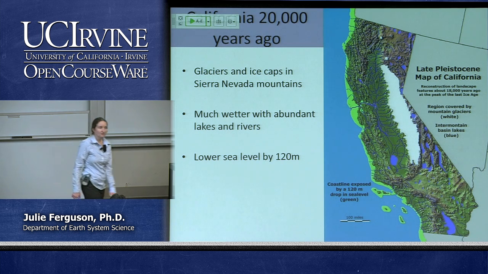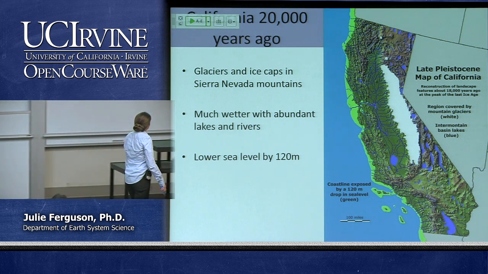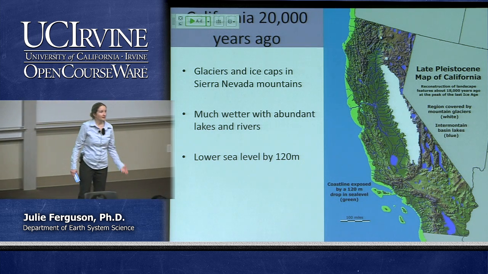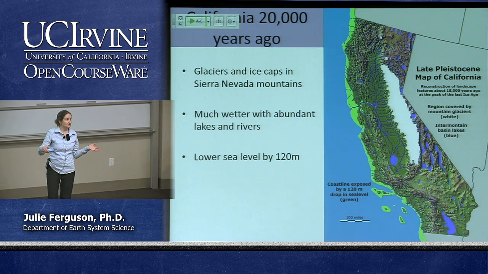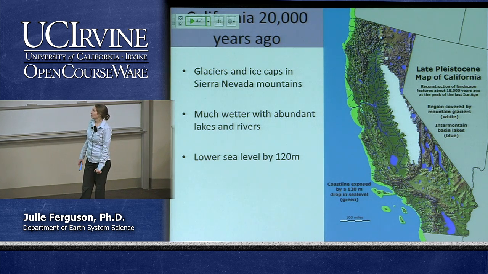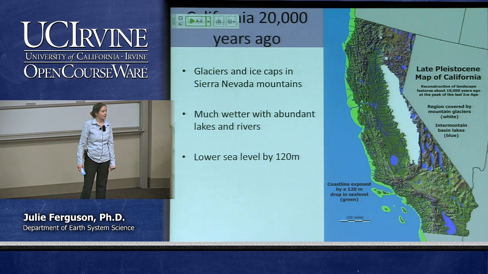And this is what California would have looked like at this time. You can see that we had much more ice and snow up in the Sierra Nevada mountains. One of the quiz questions this week showed you one of the tracks where glaciers used to come out. We also were much wetter. We had a huge network of lakes that often today are either dwindling or just completely dried up.